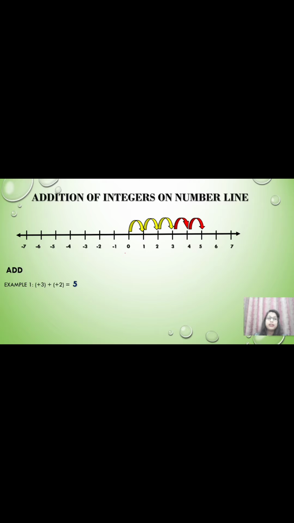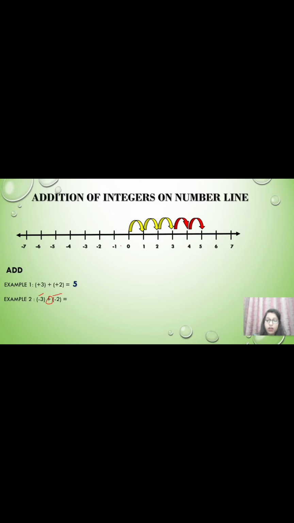Now let's take another example: minus 3 plus minus 2. Now I have to add 2 negative integers, because minus 3 is a negative integer and minus 2 is also a negative integer, and I have to add these 2 integers.